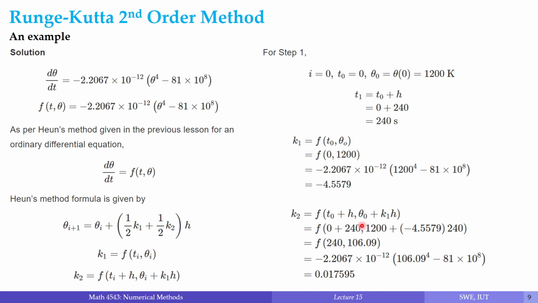Okay, and for finding the value of k2, we do the same thing. We just plug in the values, so 240 and 106.09, we find the functional value of the bivariate function at this particular coordinate. If you use a calculator, you should get something like 0.017595. Okay, so these two are our slope values.